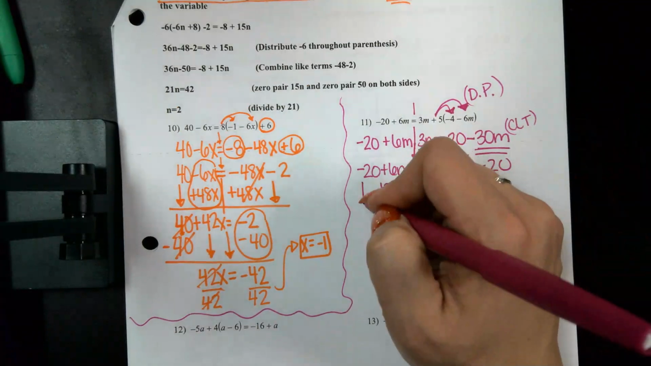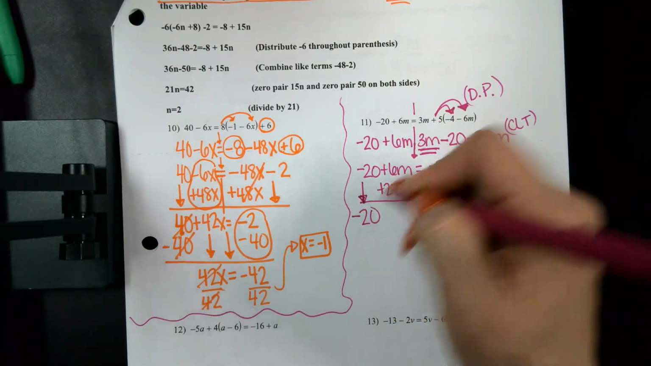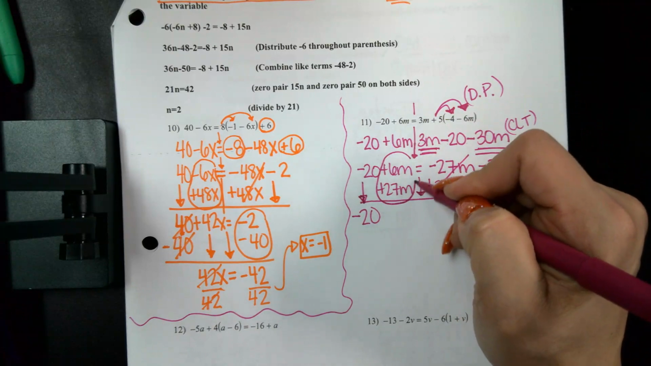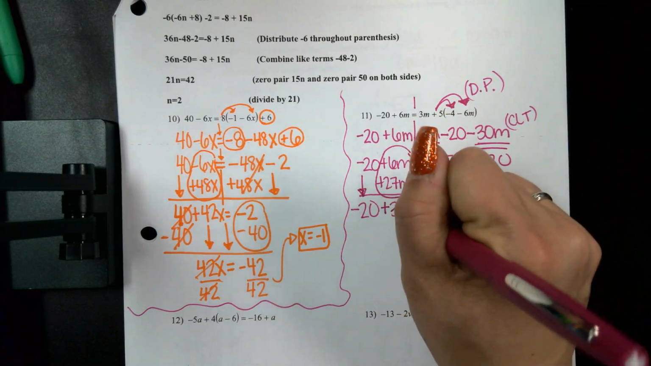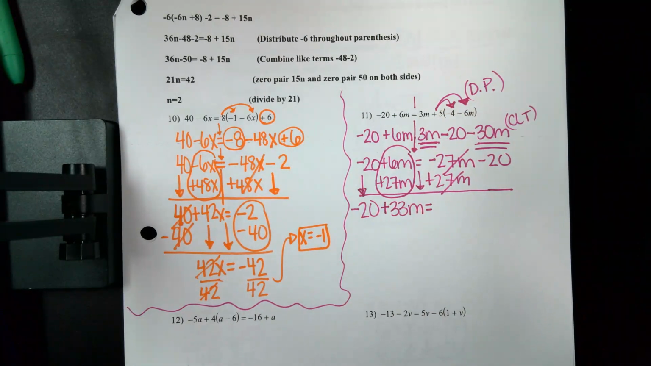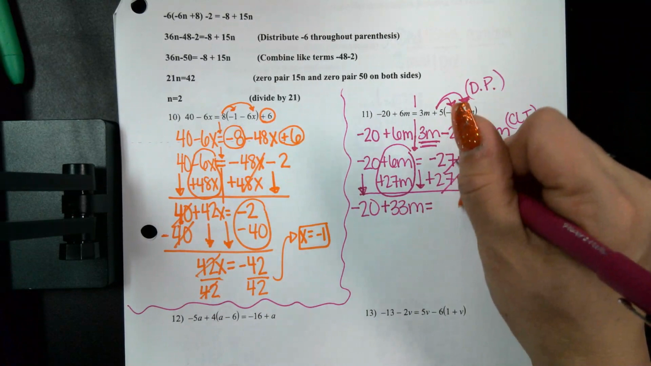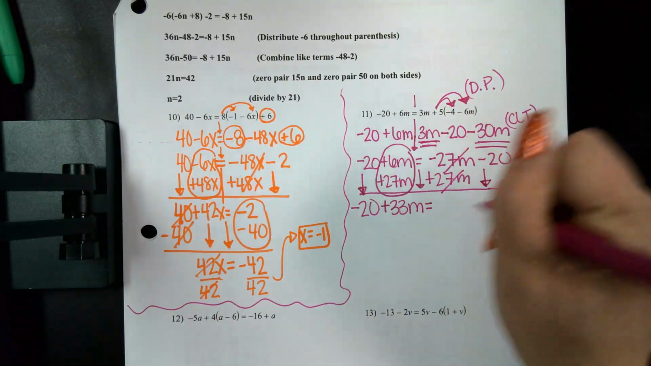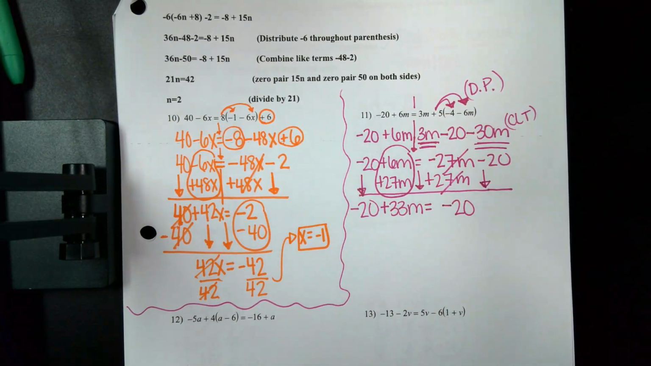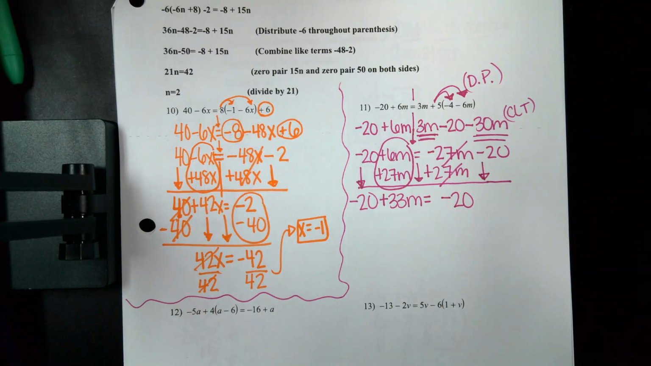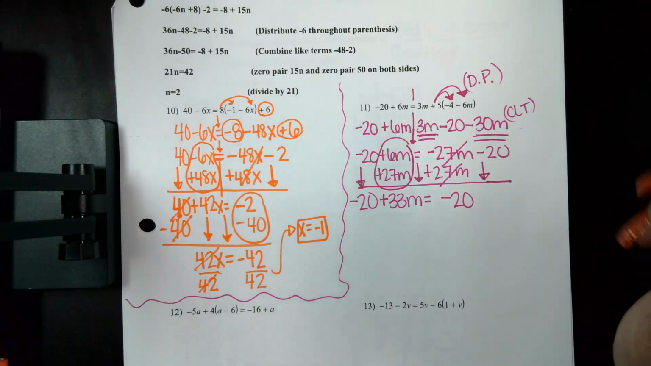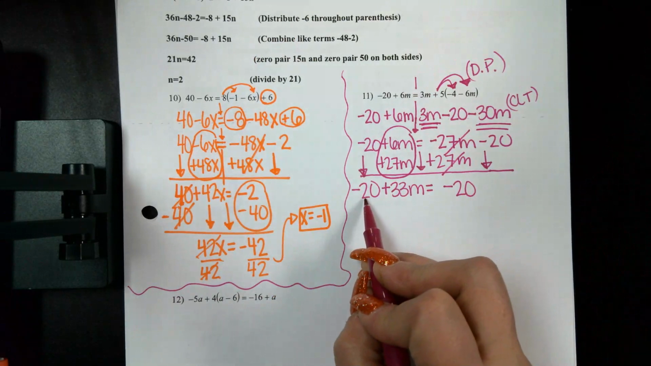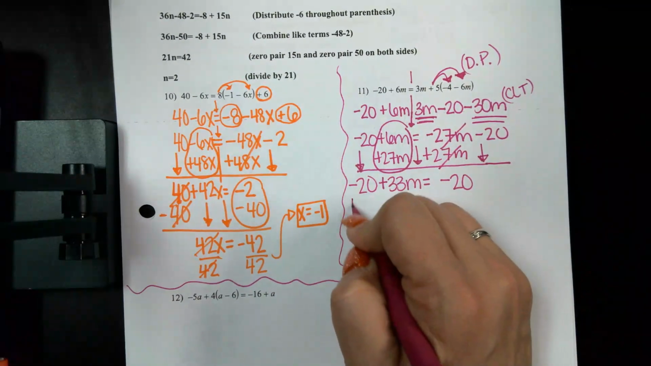All right, bring down the -20. And what is 6 plus 27? 33m. Don't forget the plus sign in front of it. Then on the right side, these two canceled out, so all we have left over here is our -20. Okay, so then what number do I have to move to the right? I have to move this -20, so we're going to add 20 to both sides.